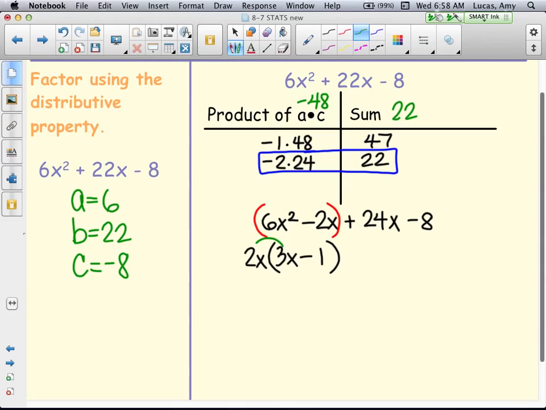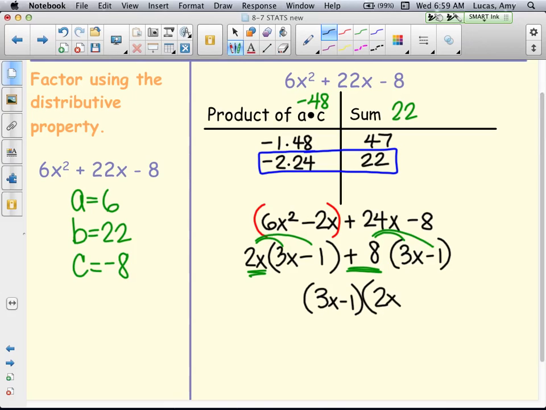Check that. 2x times 3x is 6x squared. 2x times negative 1 is negative 2x. Then I need to match my 3x minus 1. So what has been factored out over here, I think, is 8. 8 times 3x is 24x. 8 times negative 1 is negative 8. Perfect. So my first binomial is 3x minus 1. My second one, 2x plus 8.